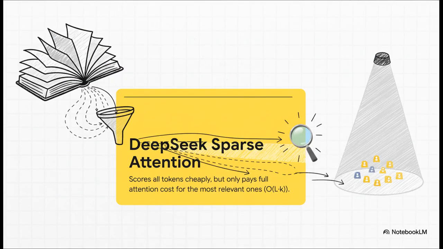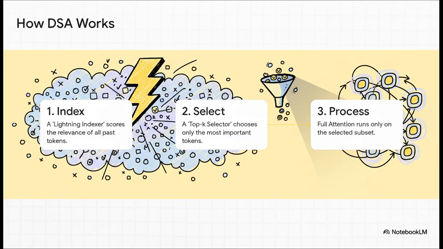DSA just flips that whole idea on its head. It works more like you or I would. You don't reread the whole book. You quickly skim the table of contents, you find the 1 or 2 paragraphs that are actually important, and then you focus your full attention on just that tiny piece. It's a much, much smarter way to work. And it boils down to this really slick 3-step dance. First, a super fast indexer zips through everything and just scores how relevant each piece of information is. Then, a selector comes in and says, okay, just give me the most important stuff. And finally, that expensive, heavy-duty attention process only has to run on that tiny, pre-selected handful of tokens.